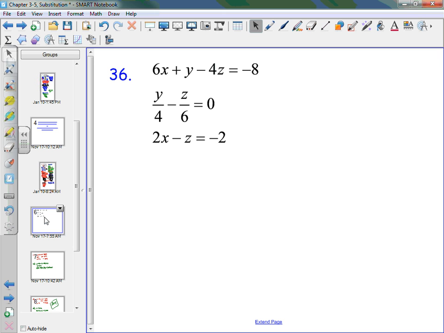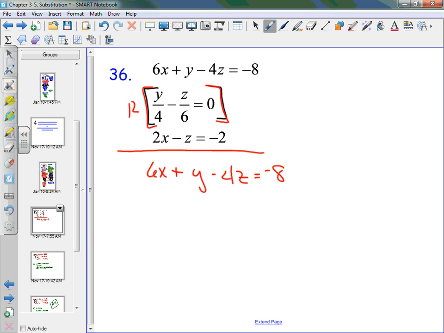Okay. Now, look at problem 36. On 36, what you're going to notice is that it has what in it? It has fractions in it. Do you guys like fractions? So what should you do? You should get rid of them. And how do you do that? So you're going to multiply this entire thing by what? By 12.